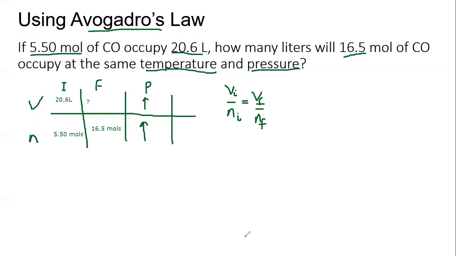And we don't have to worry about the units. We can use moles and liters, that's fine. So we get 20.6 divided by 5.5. To solve for VF, we have to multiply both sides by 16.5, and we get VF equals, so if we did it right, the volume should increase.